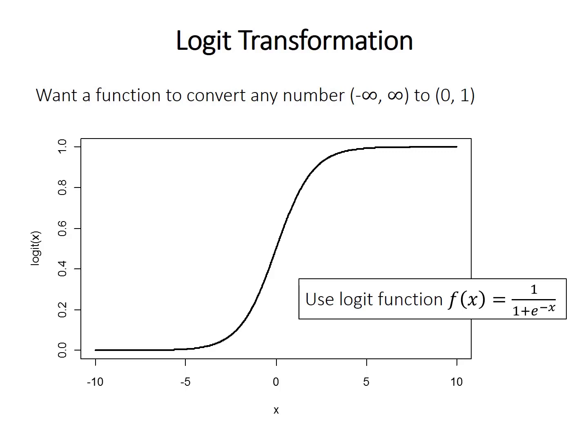So a function is just an equation that maps numbers from one range, called a domain, to a different domain. So we're going to map numbers from the domain between minus infinity and positive infinity to the new domain between 0 and 1. And logistic regression uses a function called the logit function, which is this equation given here.